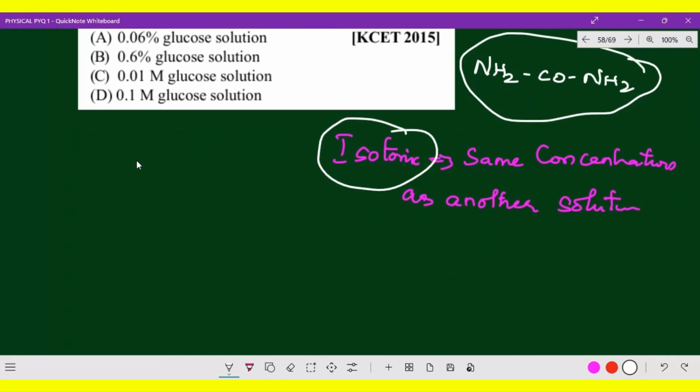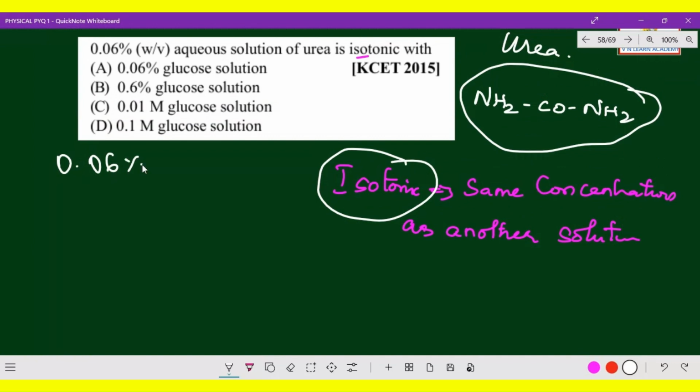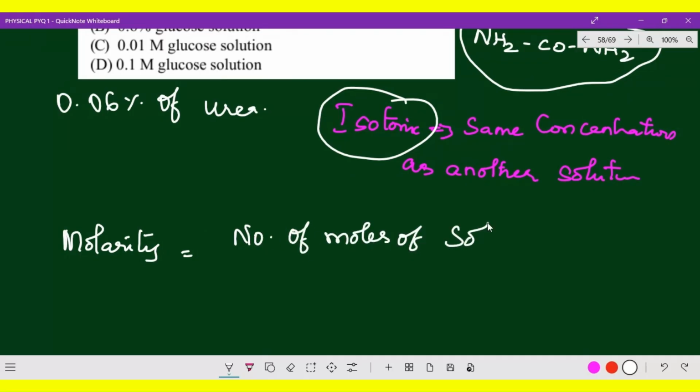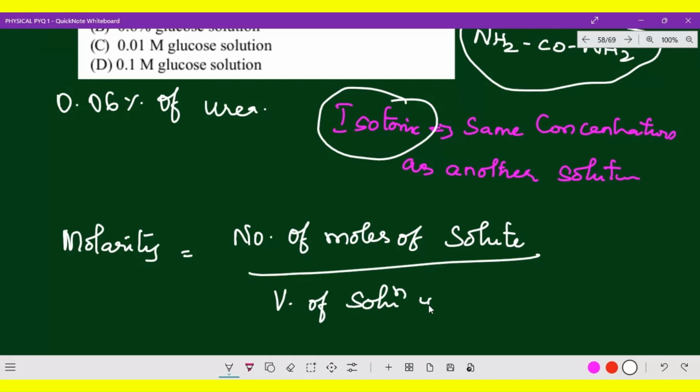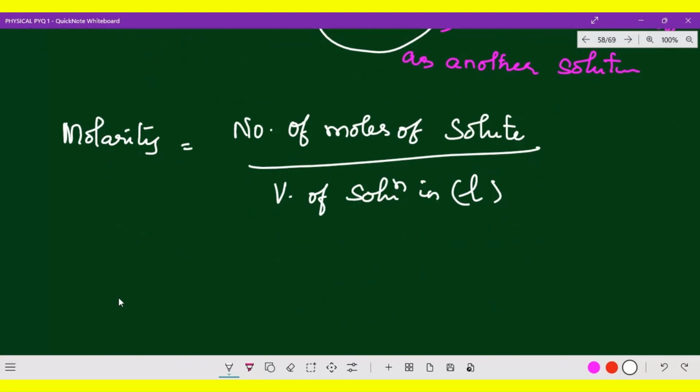Why? Because they have given weight by volume, percentage wise, 0.06 percentage of aqueous solution of urea. So molarity is equal to number of moles of solute divided by volume of solution in liter. So this is molarity. Now number of moles we have to identify: number of moles equals given mass by molecular mass.